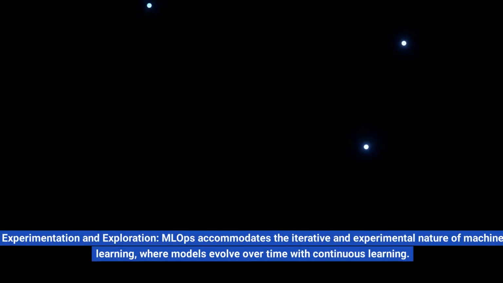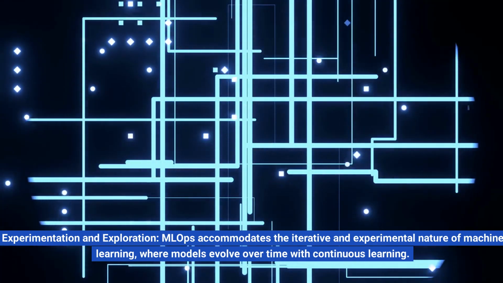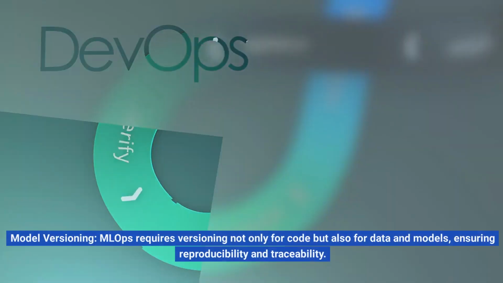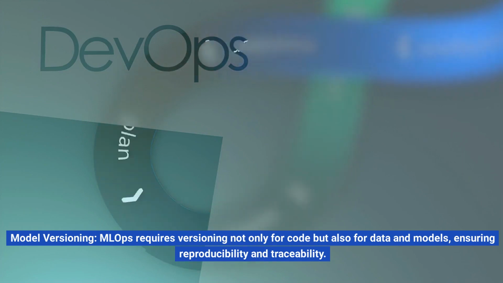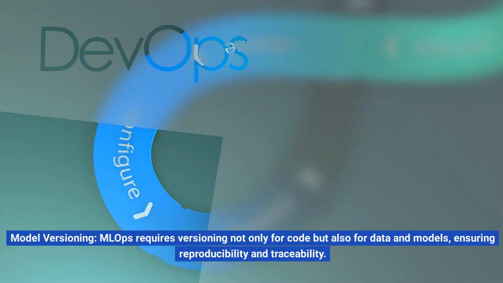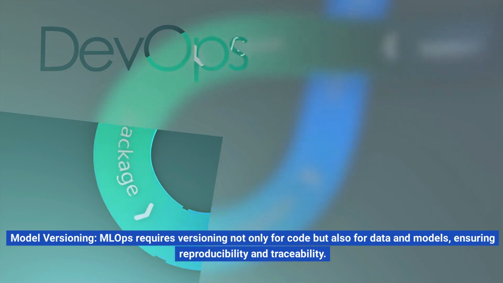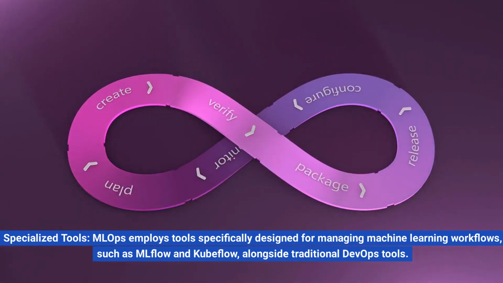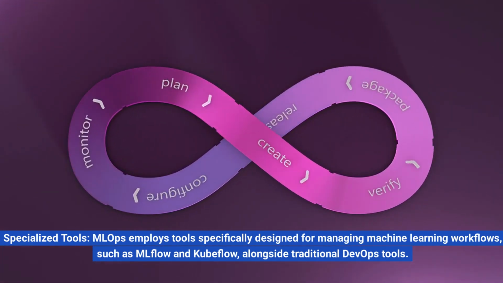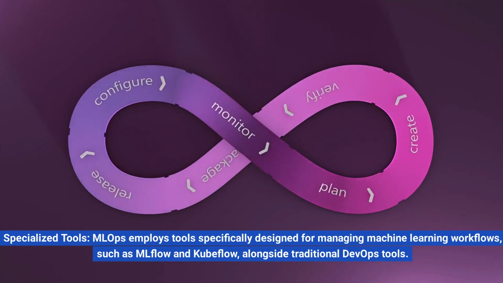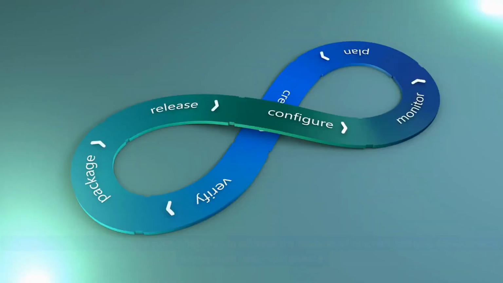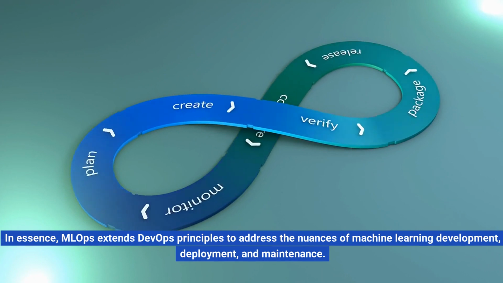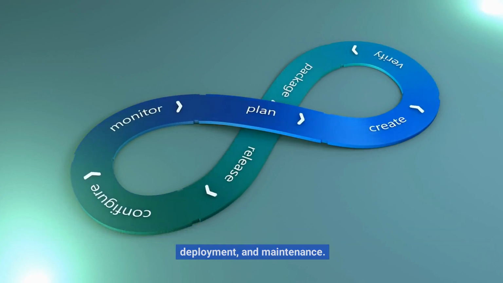2. Experimentation and exploration. MLOps accommodates the iterative and experimental nature of machine learning, where models evolve over time with continuous learning. 3. Model versioning. MLOps requires versioning not only for code but also for data and models, ensuring reproducibility and traceability. 4. Specialized tools. MLOps employs tools specifically designed for managing machine learning workflows, such as MLflow and Kubeflow, alongside traditional DevOps tools. In essence, MLOps extends DevOps principles to address the nuances of machine learning development, deployment, and maintenance.